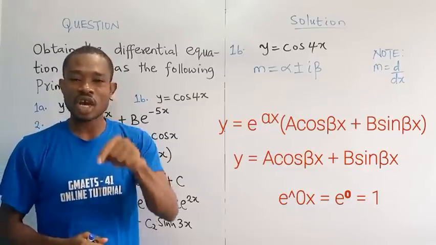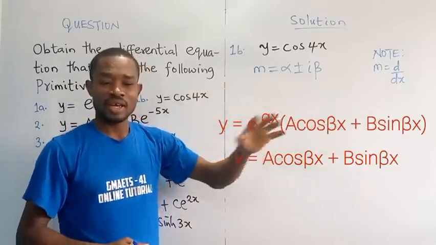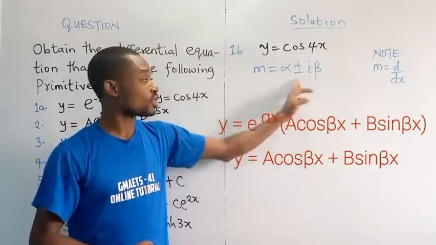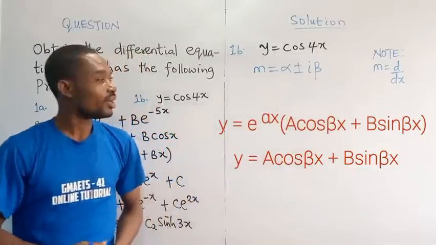Always remember, anytime you see cos and sine in a given primitive, it simply tells you that the root of the equation is going to be of this form.